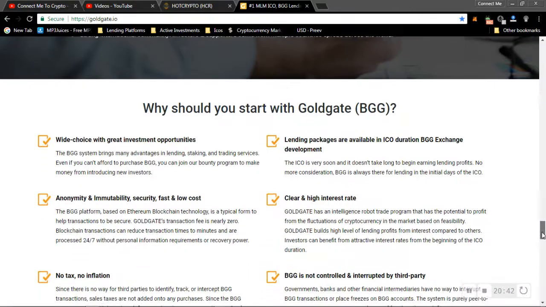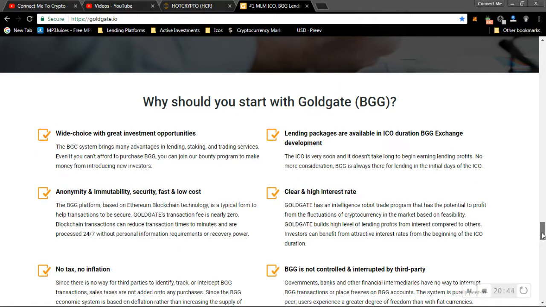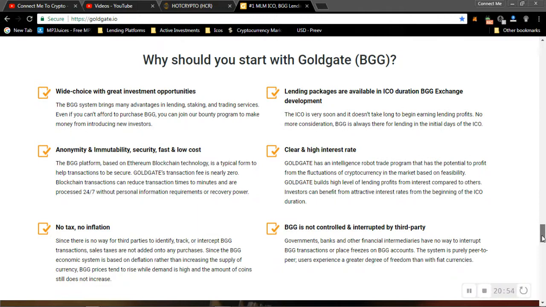So why should you start with Goldgate BGG? You have a wide choice with great investment opportunities, anonymity and immutability, security, fast and low cost, no tax inflation, lending packages available in ICO duration, BGG exchange development, clear and high interest rate. BGG is not controlled and interrupted by a third party. That's a lot of the stuff that we went over earlier. These guys just started and pointed out and specifically answer these things.